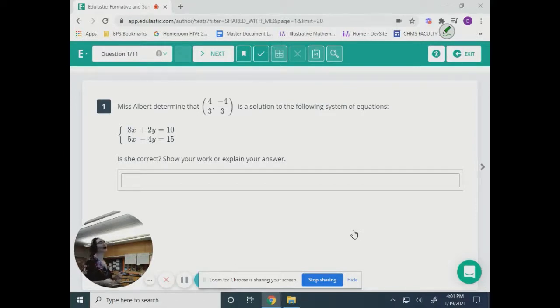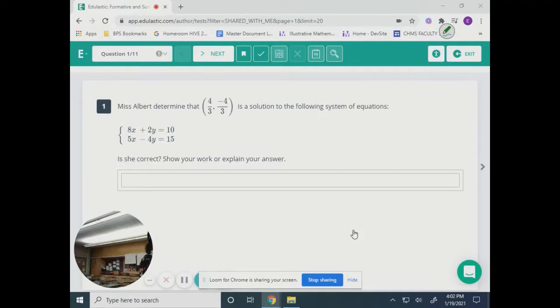So let's take a look at Ms. Albert. Ms. Albert determined that 4/3, comma, negative 4/3 was a solution to a system of equations. Your job is to test whether or not Ms. Albert is correct, or if she is wrong. We have a set of points here and two equations, and we need to decide: are they solutions, yes or no?